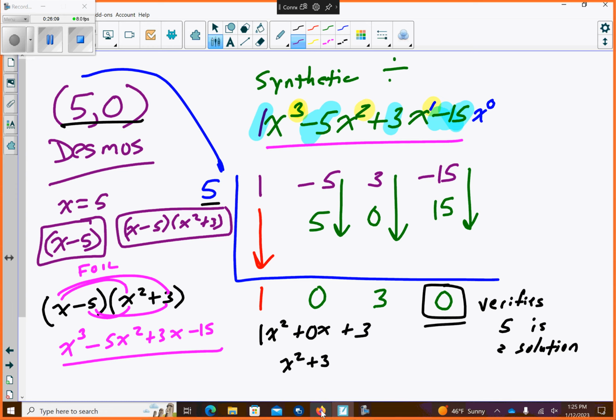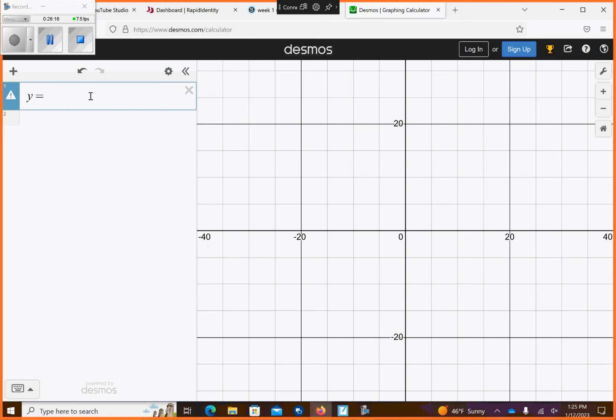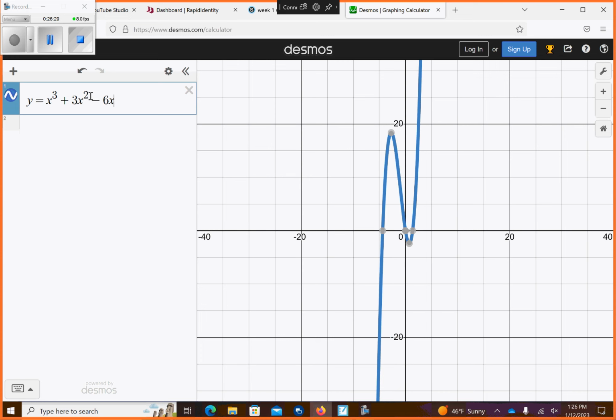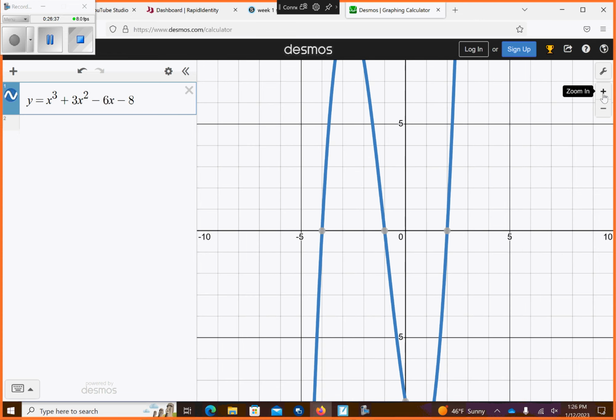Okay. Y equals x raised to the third plus 3x squared minus 6x minus 8. Ooh, that's pretty good. Now here is, let's zoom in on this a little bit. Here are my solutions.